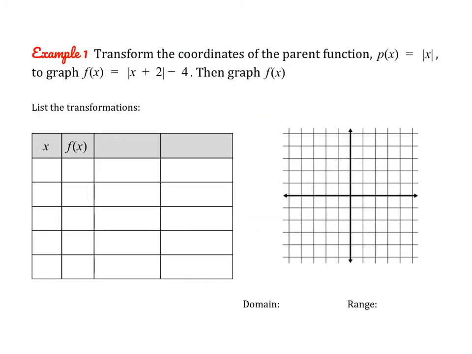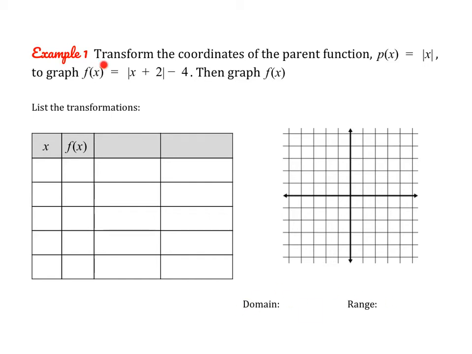Alright, so let's start with example 1 together. We're going to transform the coordinates of the parent function, p of x equals the absolute value of x, to graph f of x equals the absolute value of x plus 2 minus 4. And then we're going to graph that function. We'll also practice listing the domain and range.